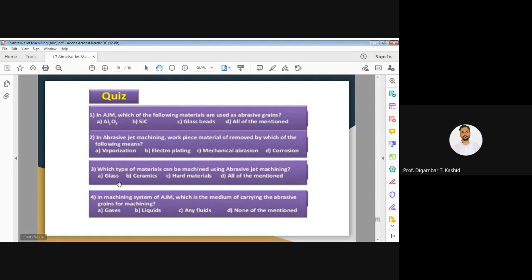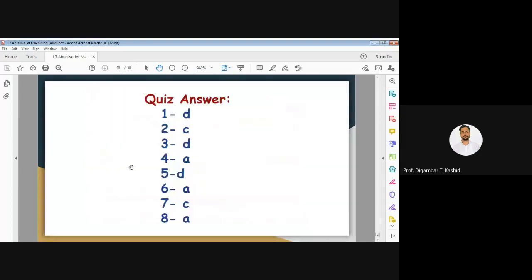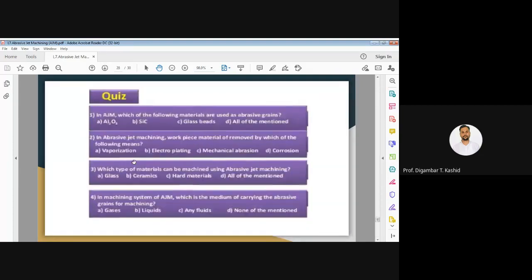Okay, now see the next. Sorry, I was discussing the third one. For the third MCQ, D is correct. Then let us see the fourth question. Whatever quiz or MCQ I am taking here, I have taken from one of the NPTEL courses related to advanced machining, just for revision of abrasive jet machining.